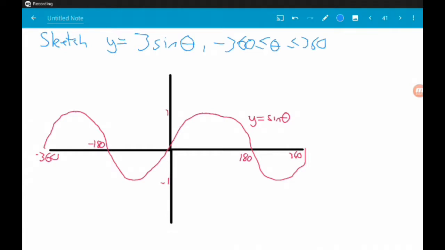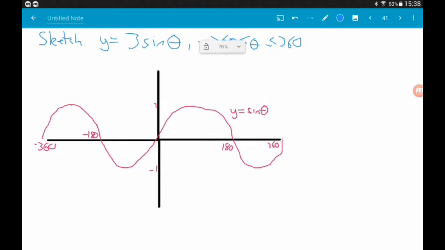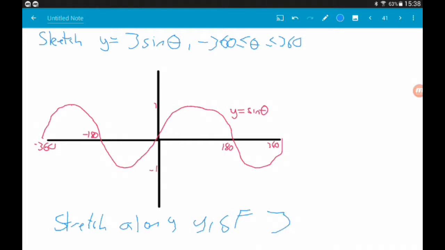Okay, for example 2, we want to sketch y equals 3 sine of theta in the interval minus 360 up to 360. So, what sort of transformation is this? We've got a number multiplying our function, so it's a stretch along y, the scale factor of 3.